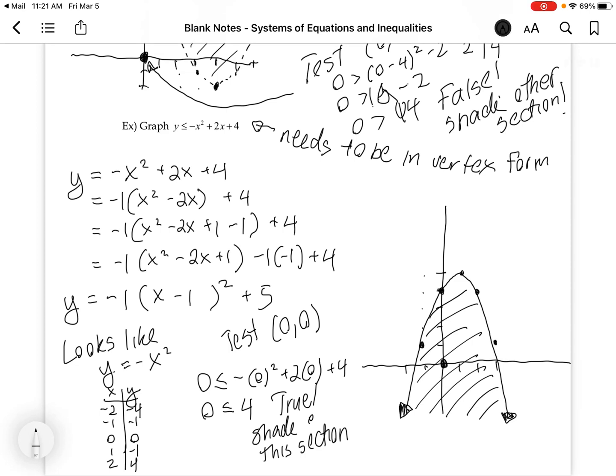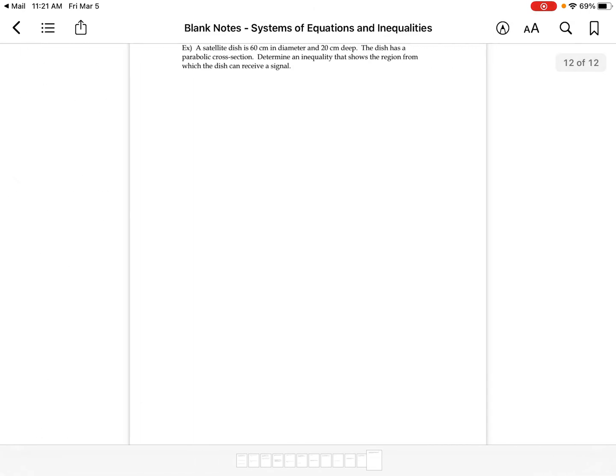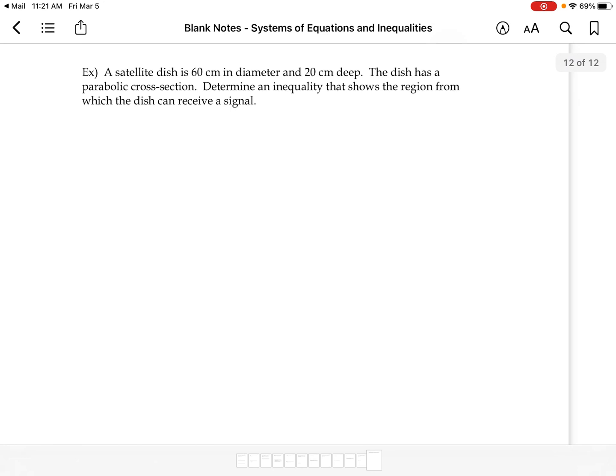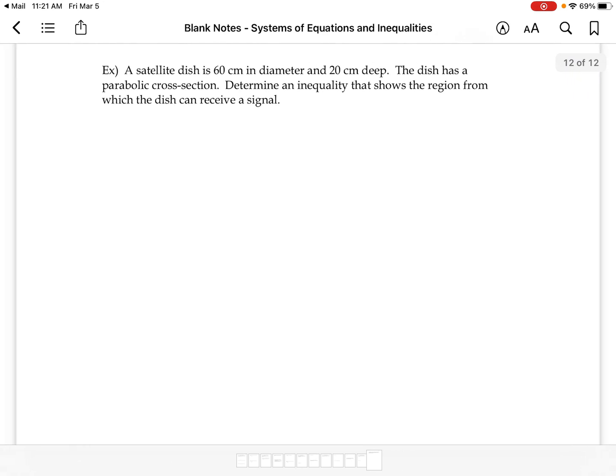All right. So one more problem. This is an application-like problem. A satellite dish is 60 centimeters in diameter and 20 centimeters deep. The dish has a parabolic cross-section. Determine an inequality that shows the region from which the dish can receive a signal.